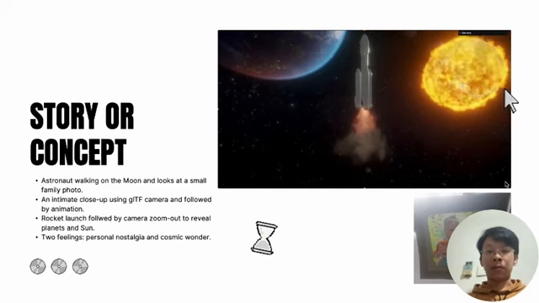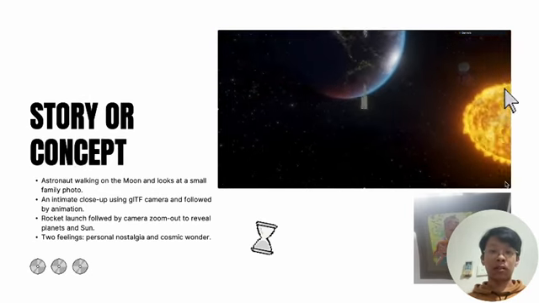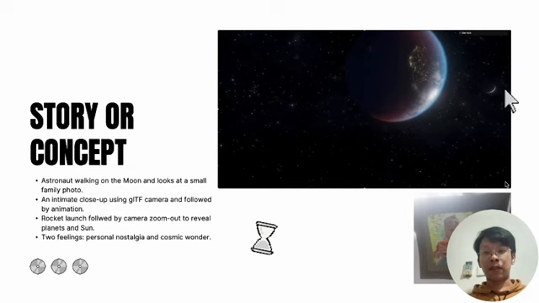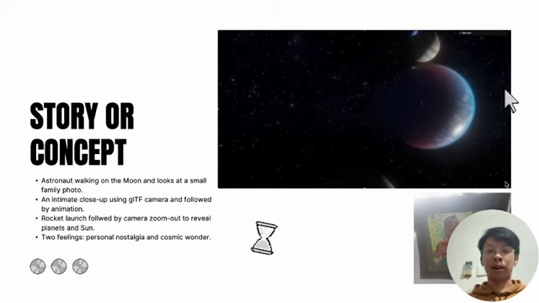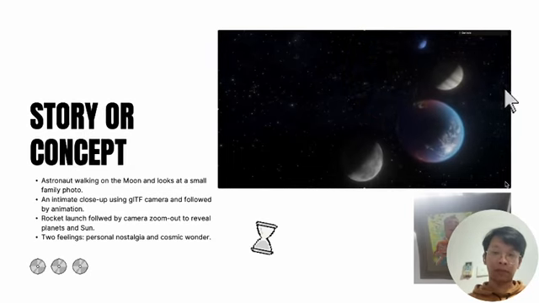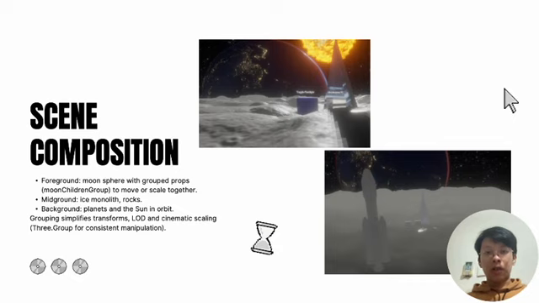In the next slide, I will demonstrate how the visual composition supports the story by dividing items into forefront, middle ground, and background levels. So in the front, we have the moon sphere and props grounded, grouped as Moon Children group. This grouping allows us to move and scale these elements as one unit for consistent framing throughout the scene.